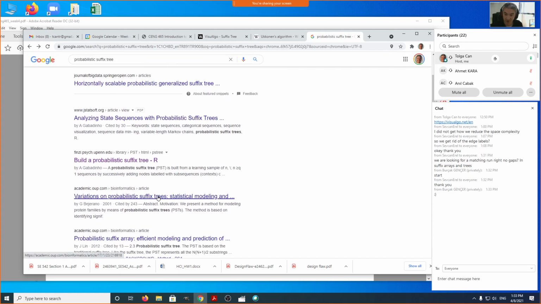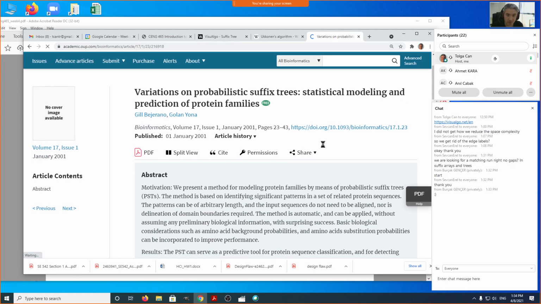Variations on probabilistic suffix trees. There are even variations on that. This is a paper that appeared in Bioinformatics in 2001. So a 20-year-old paper, if you're interested, for example, you can take a look at this one. Again, I found this paper by a Google search on probabilistic suffix trees. So you can also find it.